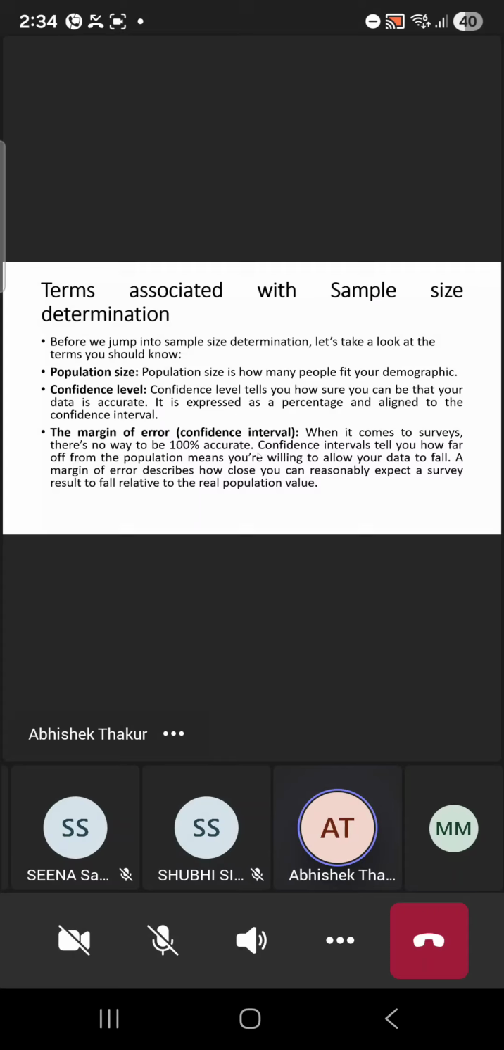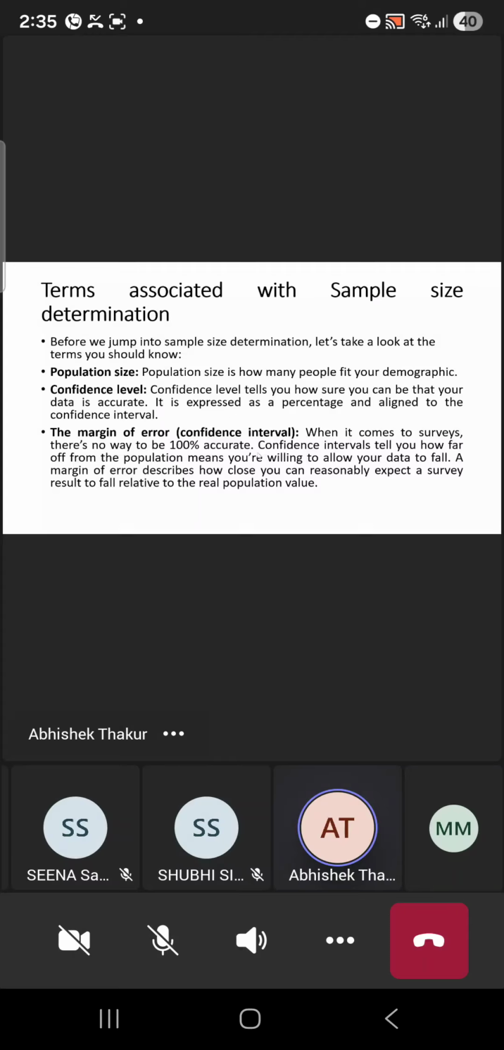Next is the confidence level. Confidence level means how sure you are that your results are accurate. Usually if we are going to conduct research, we should be confident that our result should be 95 or 99% accurate. So this is the confidence level.